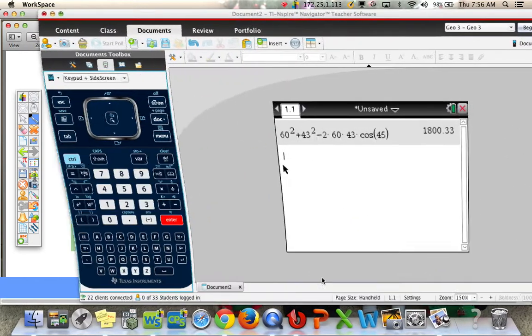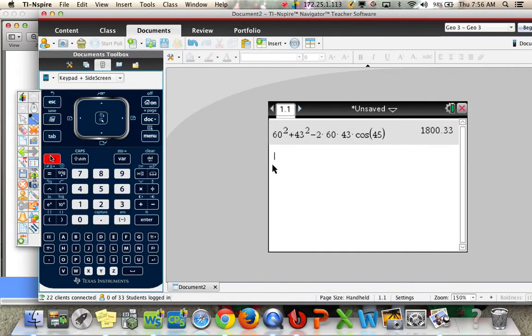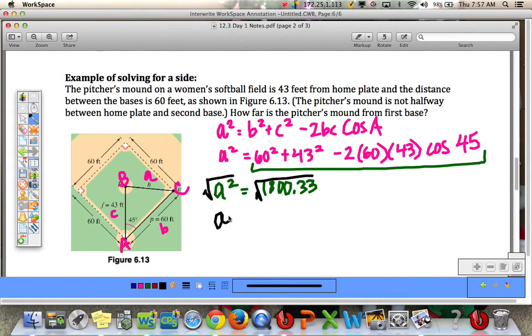In your calculator, let's do the square root, so control x squared. And then instead of trying to just type in the decimal, it's better to use the answer key, so control negative, and that'll be more accurate than trying to type in the decimal. And so there's our answer. It's about 42.43 feet. Let's just round. A is about 42.4 feet. Okay, so the distance between the pitcher's mound and first base, about 42.4 feet.